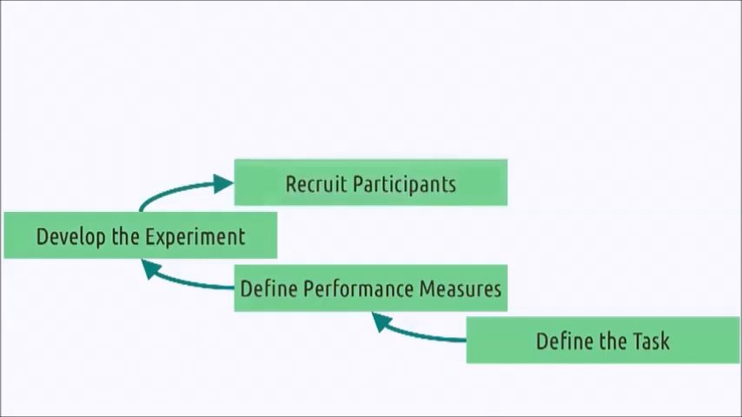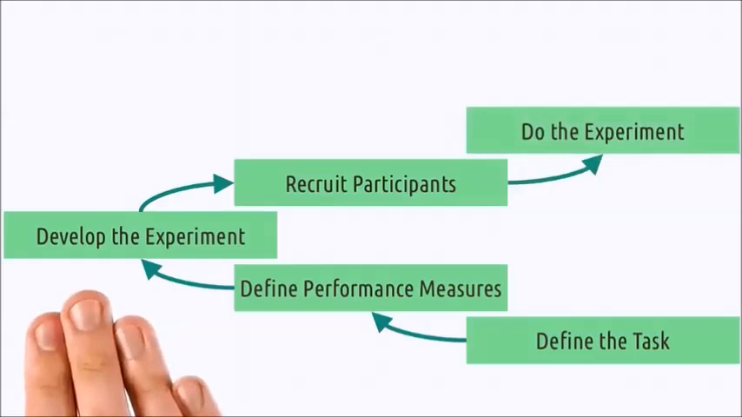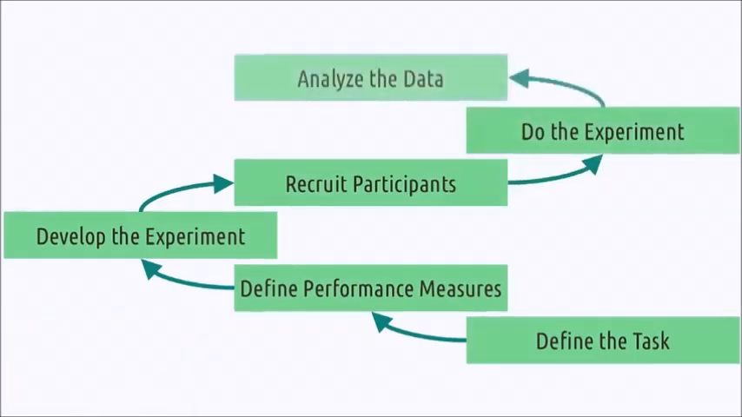As part of the ethics process, we make sure we're recruiting participants who are aware of their rights and contributing willingly. Then fifth, we do the experiment. We have them walk through what we outlined when we developed the experiment. Sixth, we analyze the data. We focus on what the data tells us about our performance measures. It's important that we stay close to what we outlined initially.